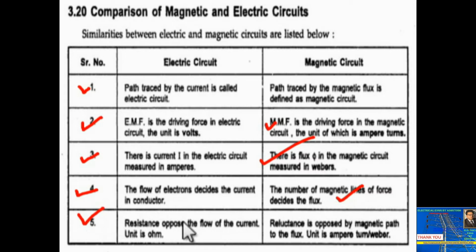And fifth point, resistance opposes the flow of current, and the unit of resistance is ohm. But reluctance is the opposition offered by the magnetic path to the flux. This is called reluctance, denoted by capital S, whereas resistance is denoted by capital R. So this will be in the electric circuit and this will be in the magnetic circuit. R is the opposition offered to the flow of electrons or current, and S is the opposition offered to the flow of flux.